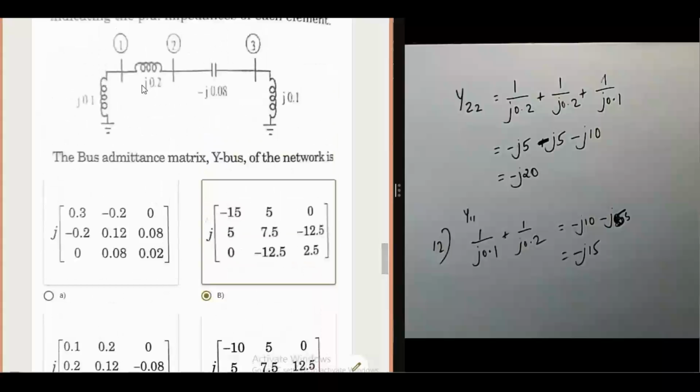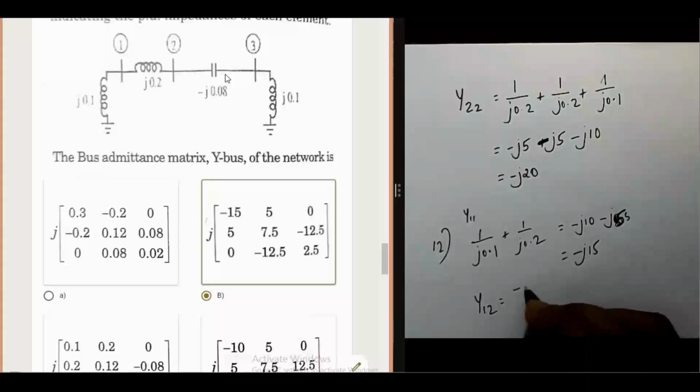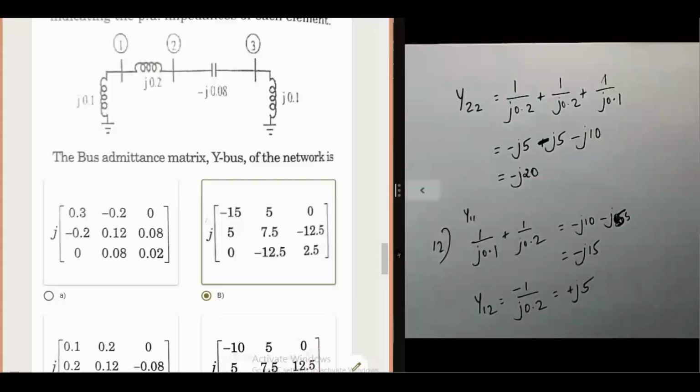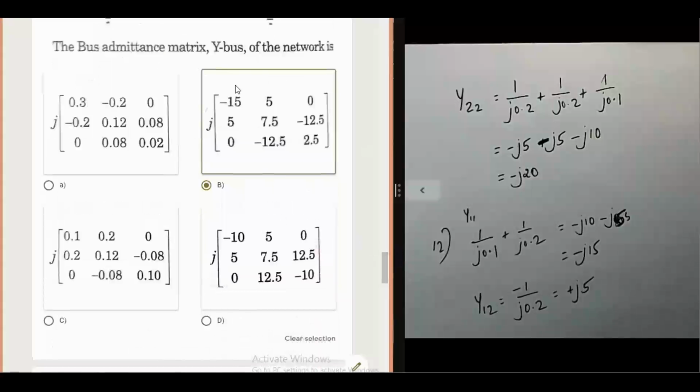Also check another answer. Y12 is minus of 1 divided by J0.2. That is equal to plus J5. Okay, so this is the correct answer. B is the correct answer.